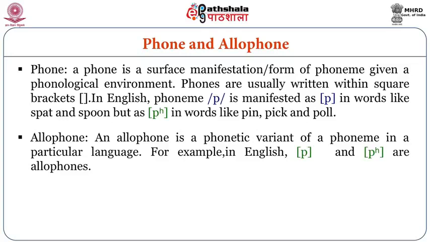An allophone is a phonetic variant of a phoneme in a particular language. For example, in English, when it is simple p, it's p, and when there comes a superscript h, then it is aspirated p. These are allophones.